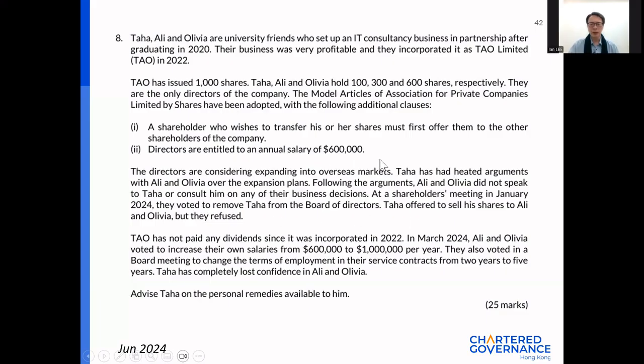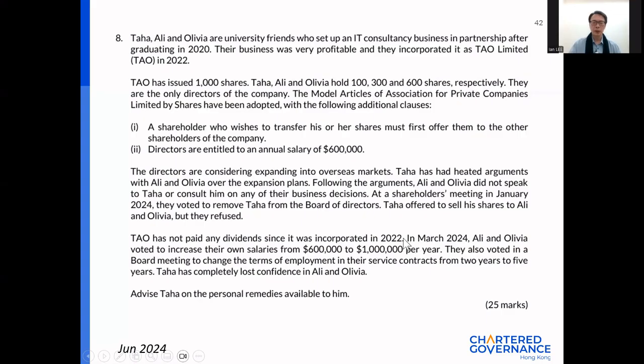There were some arguments and then they stopped speaking to each other. So Taha wants to get rid of her shares so that she can move on, but they refuse to buy from her. So not a good situation. So TAO has not paid any dividends since it was incorporated.